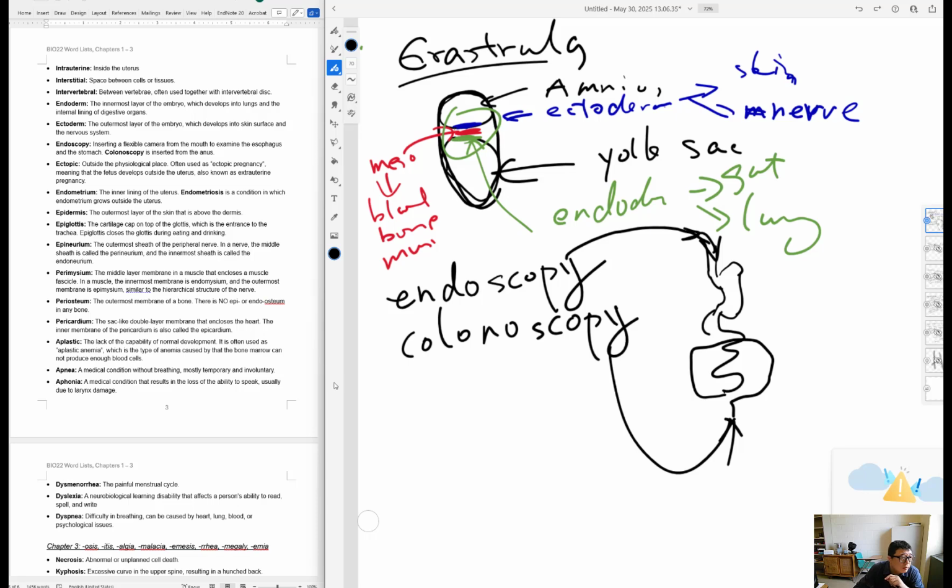Are we done with endo? Another is endometrium. Say this is the uterus, and the inner layer of the uterus we call the endometrium, inside the uterus. Any more endo? I think that's all for endo.